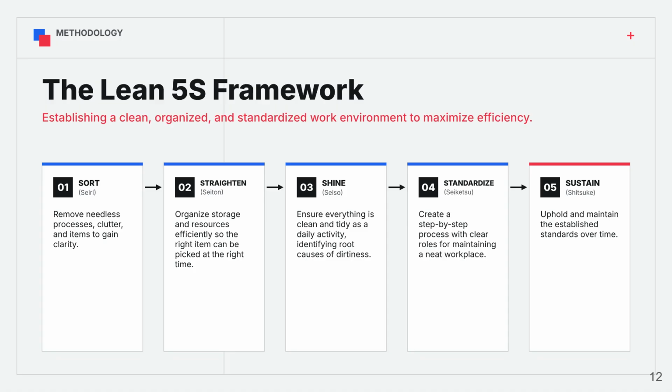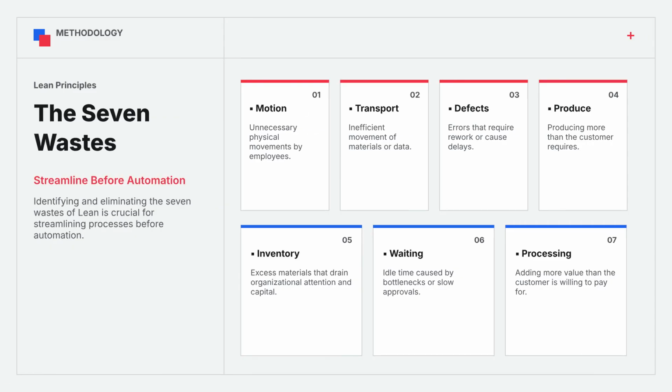Best practices are documented, and clear procedures are established so that everyone performs tasks consistently. Standardization reduces variation and makes training new employees much easier. The final step is sustain. The challenge is not simply organizing the workplace once, but maintaining these standards through regular reviews, discipline, and continuous improvement. In an RPA environment, the 5S framework can also be applied to digital workspaces. Organizing files, standardizing document naming, maintaining clean data, and following consistent procedures make automation more reliable, easier to maintain, and less prone to errors.